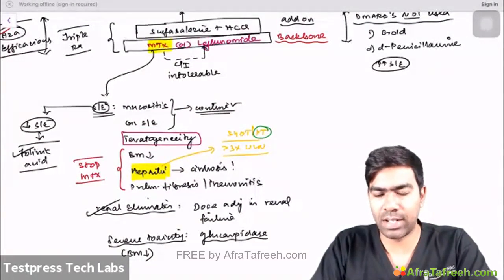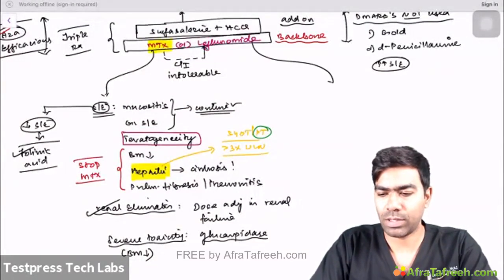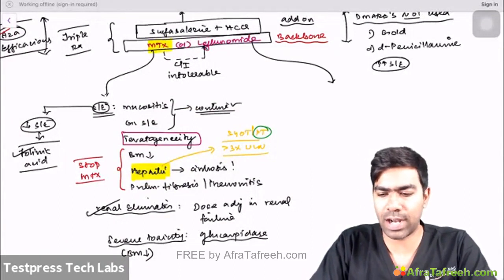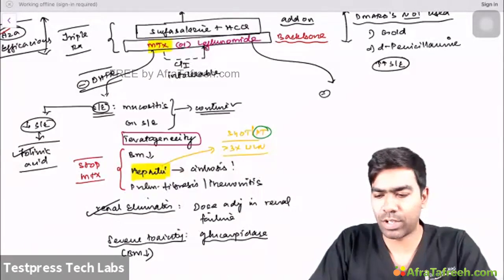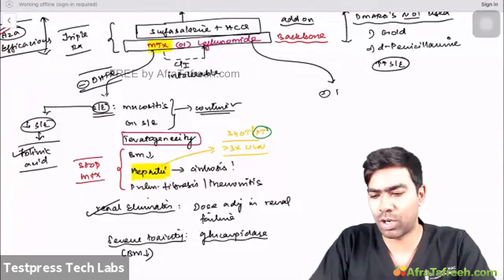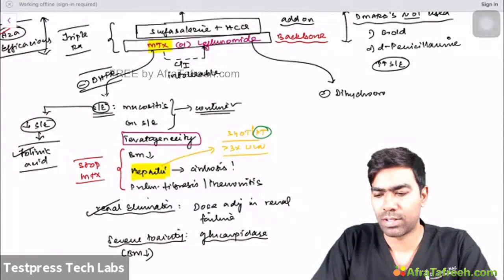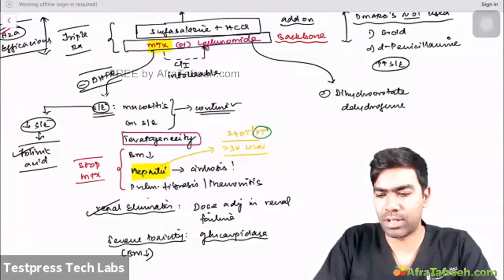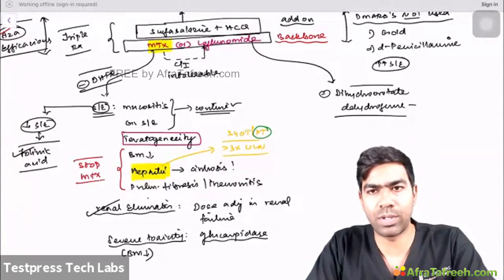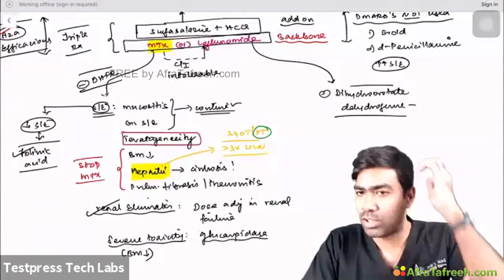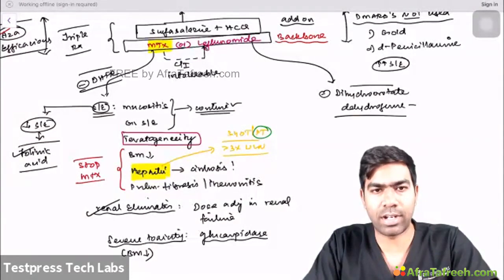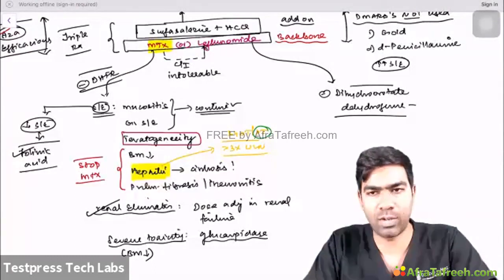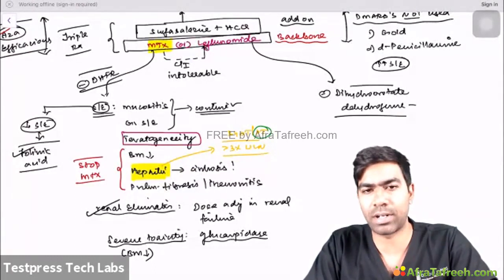And as far as leflunomide is concerned, what is the mechanism of action of leflunomide? Everyone knows that methotrexate inhibits DHFR, a folate antagonist, whereas leflunomide inhibits an enzyme called dihydroorotate dehydrogenase. That's how leflunomide works. And leflunomide is also teratogenic. It's a category D drug, basically, which means it should not be given in pregnancy. Of course, I'll come back to that at the end: what are the safe drugs in pregnancy?